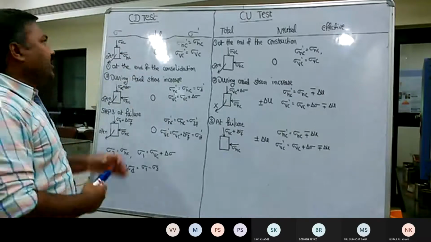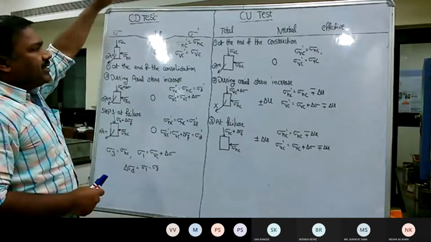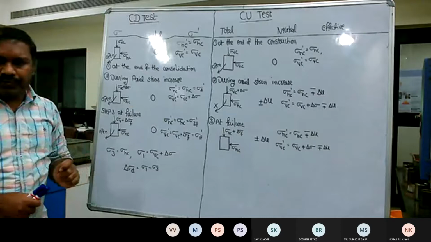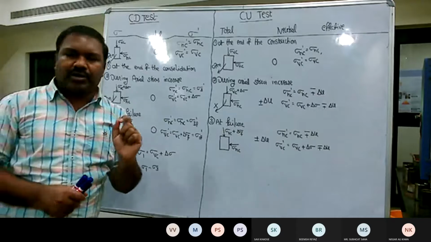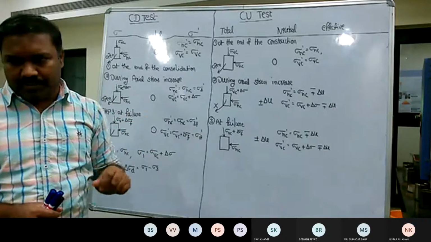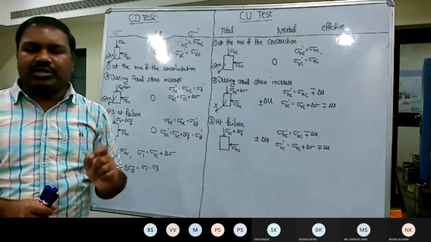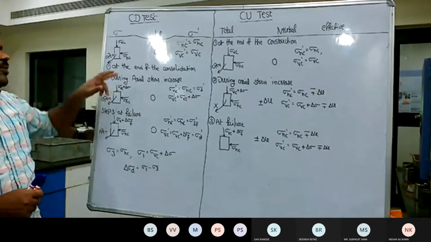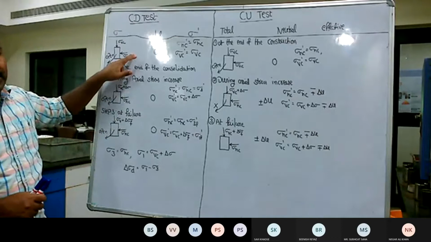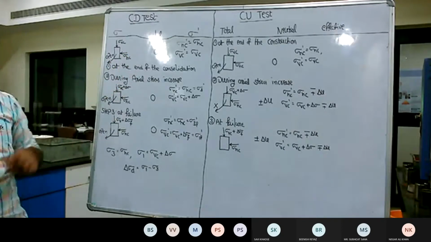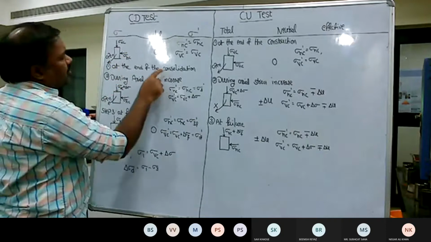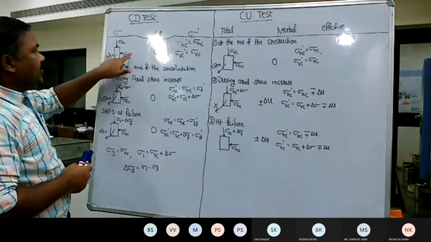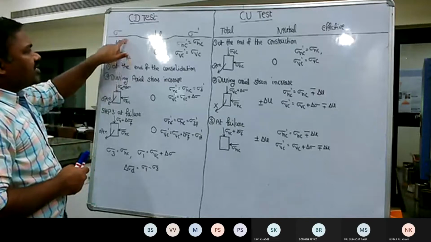Now, one thing that we know is that in the CD test, since the drainage valve is open, it facilitates expulsion of water from the soil sample. Whatever water was held within the pores gets evacuated because of application of either confining pressure or confining pressure together with the axial stress. Initially we are talking about the consolidation, so we apply uniform cell pressure. The cell pressure remains the same in the horizontal direction as well as in the vertical direction.